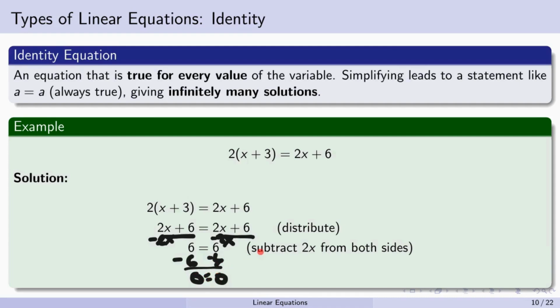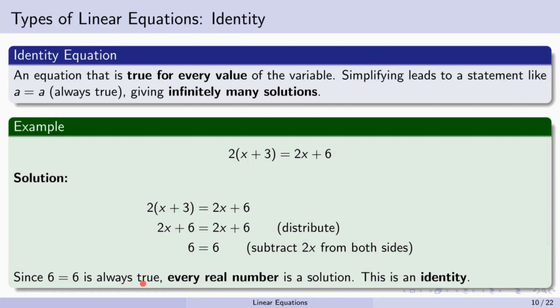If ever you're solving a linear equation and you come to this form, understand that it is a type of equation called an identity linear equation. Since 6 equals 6 or 0 equals 0 is always true, every real number is a solution. It means that if I substitute 0, the equation will be true. 2 times 0 plus 3 is 2 times 3.